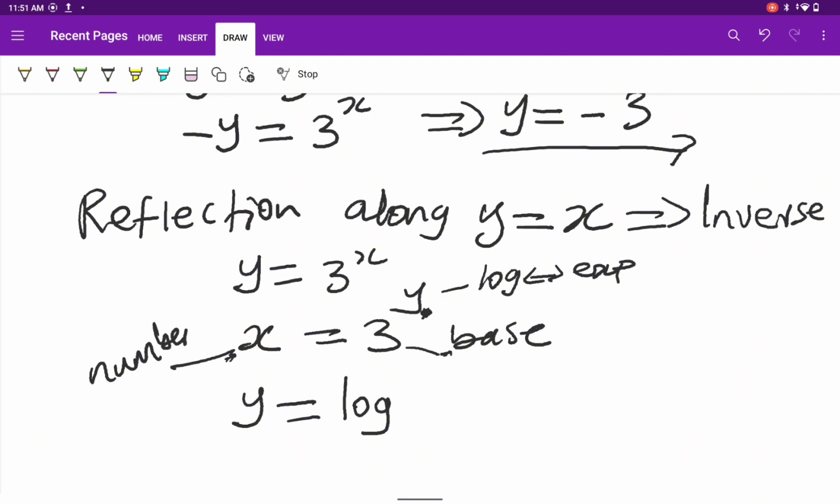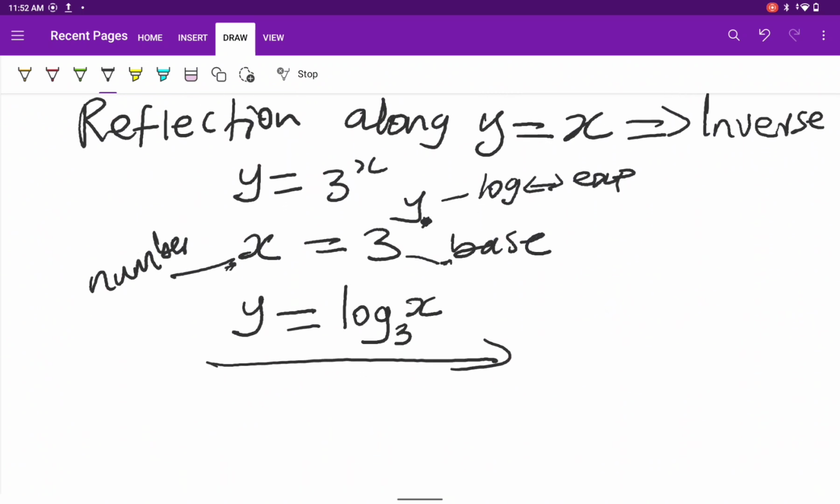All right, so where do we put the base and where do we put the number on the log? Let's start with the number. The number is x, the base is 3. So this is how we get the answer, but for more details we'll be talking about the exponents and the logs in the next module. But this is how we calculate the reflection along the line y equals x, or simply the inverse. So this is the inverse of the graph y equals 3 to the power of x.